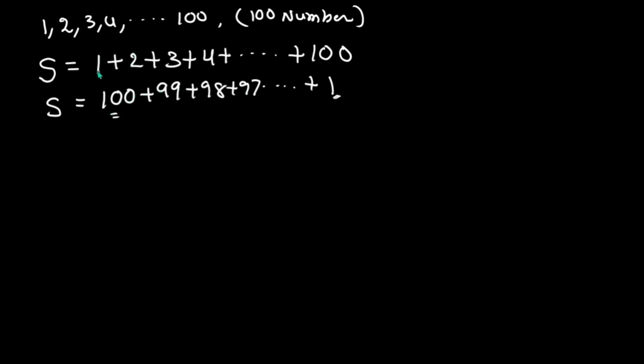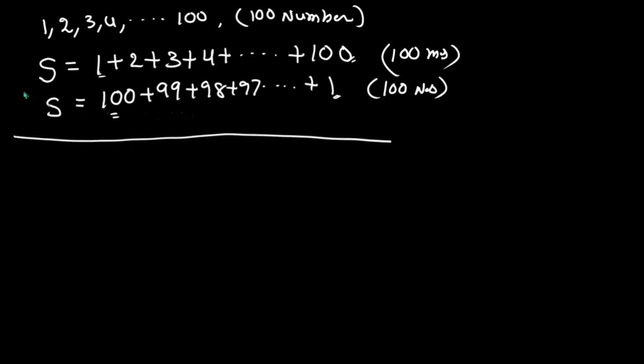In the first expression, the first number is 1 and the last number is 100. So how many numbers does it have? It has 100 numbers. This is also having the same 100 numbers, but I have written the two expressions. So what I will do is try to sum up this one.